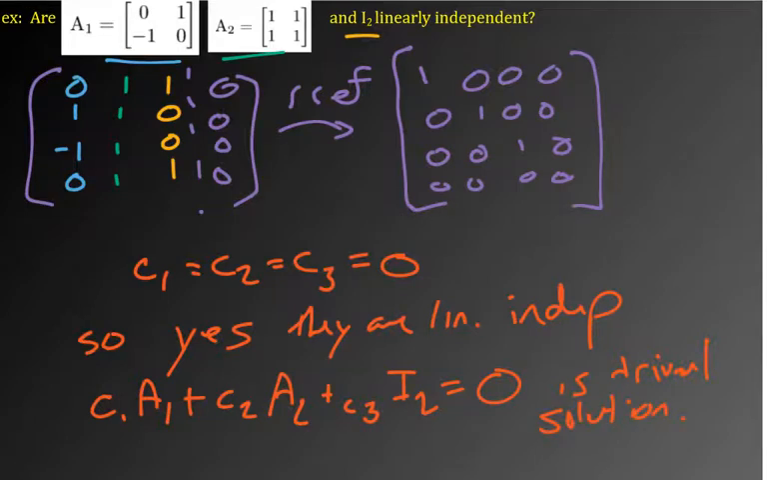If there was some non-trivial solution, like if you got something here that wasn't just zeros, then you could do the whole dependence trick where you write one of these, like maybe C1, in terms of the others. And then you could move this over and now you have A1 as some combination of the other matrices, so A1 depends on these other matrices.